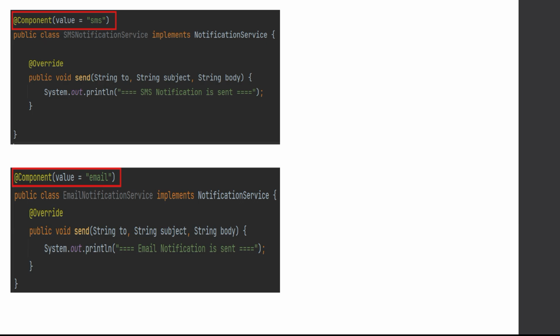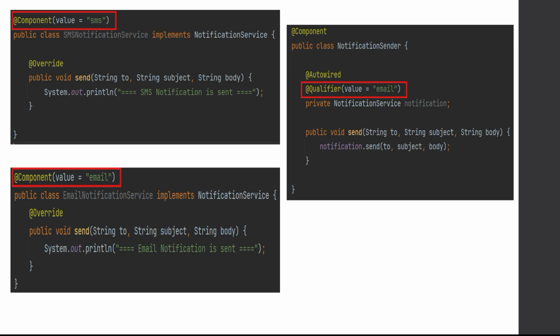So on the screen, you can see we have two notification classes. One is SMSNotificationService and the other one is EmailNotificationService. And I have also given names to each notification service. For SMSNotificationService, the bean name is sms, and for EmailNotificationService, the bean name is email.